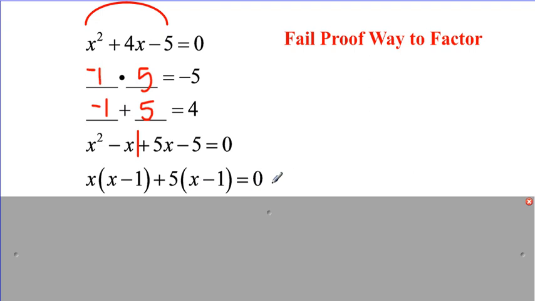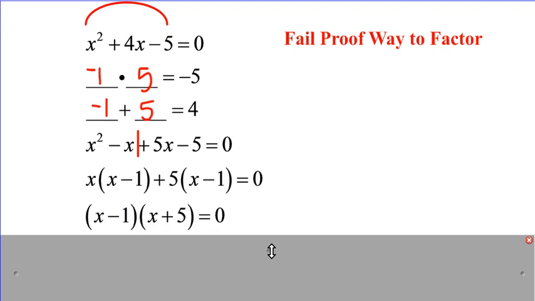As I'm looking at this step in my process, I notice that x minus 1 is being multiplied by both x and 5. So I have a common factor to each part of my equation. So I'm going to factor out the x minus 1 and see what I'm left with. I'm left with x and 5. So now these are my two factors for my quadratic equation. X minus 1 times x plus 5 will equal 0.